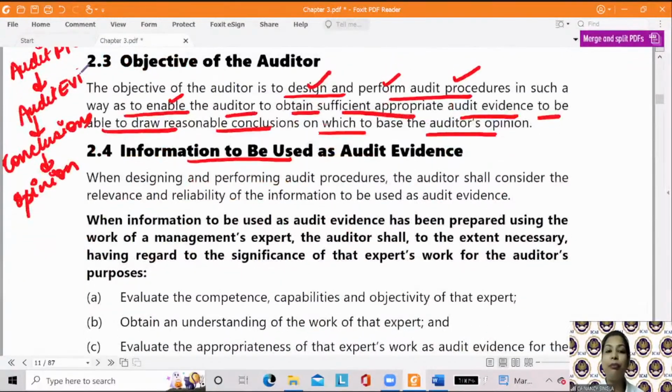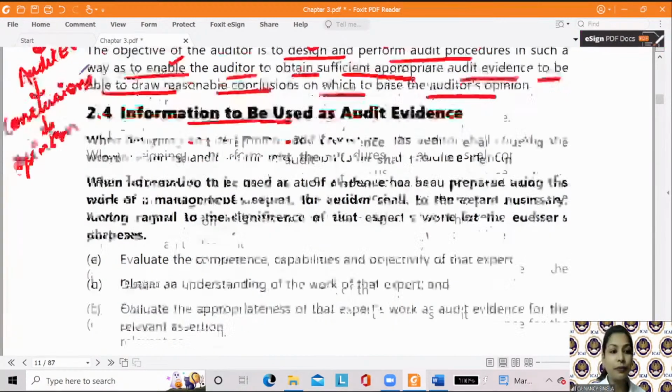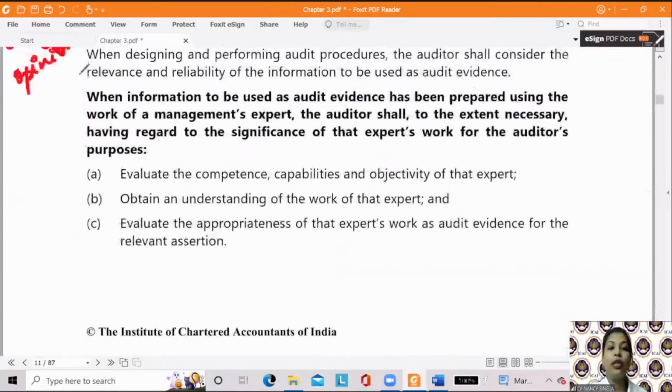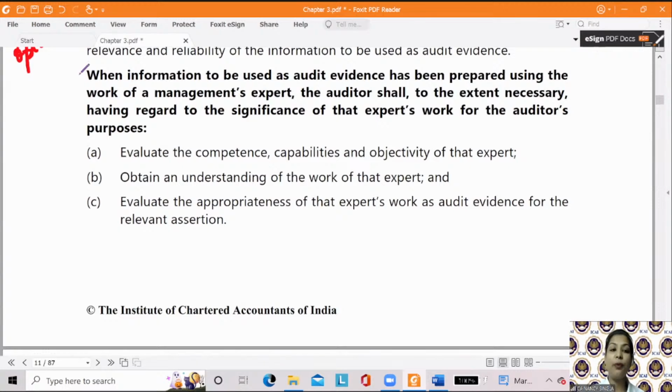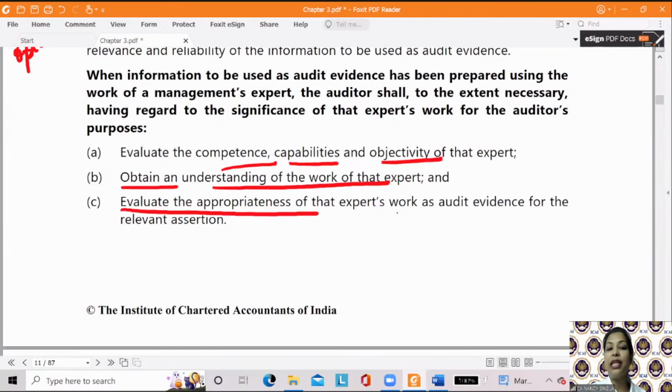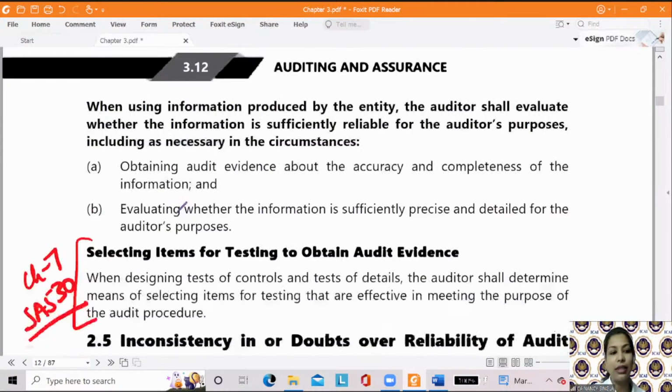Objective is what? To design and perform audit procedures in such a way as to enable the auditor to obtain sufficient appropriate audit evidence. Why? To be able to draw reasonable conclusions on which to base the auditor's opinion. Then if the auditor is using the information provided by a management's expert, first he will evaluate the competence, capability, objectivity of that expert. He'll obtain an understanding of the work of the expert and evaluate the appropriateness of that work to be used as audit evidence for the relevant assertion. What is an assertion? Next session we will discuss in detail.